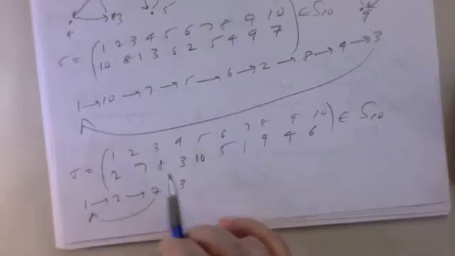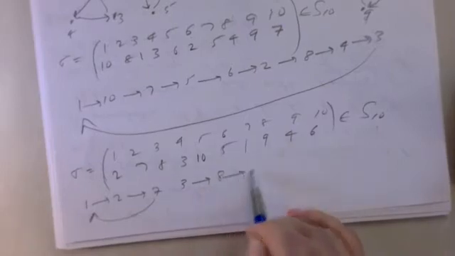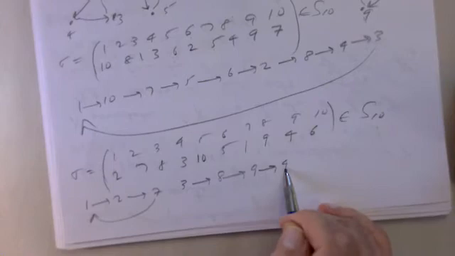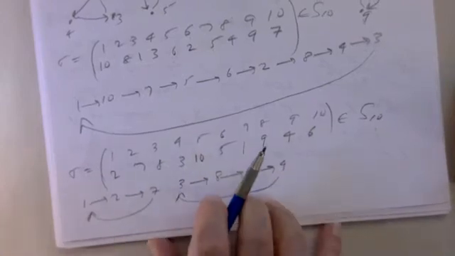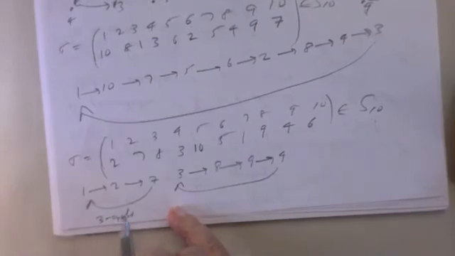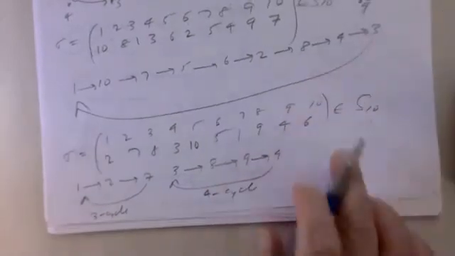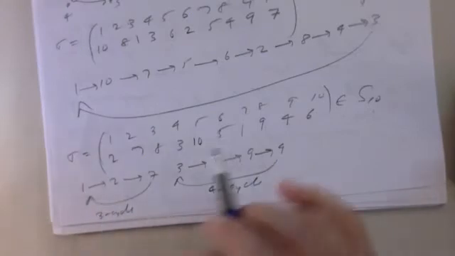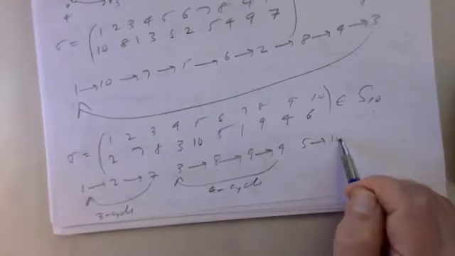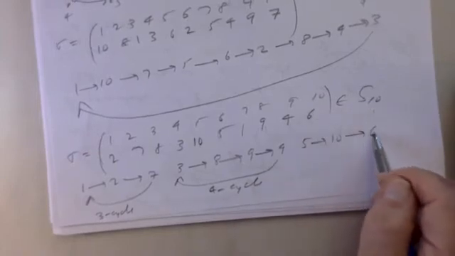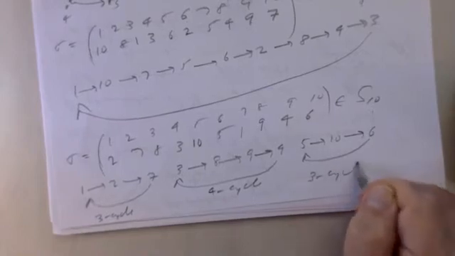So let's see, what about 3? 3 goes to 8, 8 goes to 9, 9 goes to 4, and 4 goes back to 3. So I could call this a 4 cycle because there are 4 numbers in it. And I'm missing what numbers? 1, 2, 3, 4, 5. Okay, 5 goes to 10. 10 goes to 6. And 6 goes back to 5. So this permutation decomposes into these 3 cycles, one of length 3, one of length 4, and a second one of length 3.